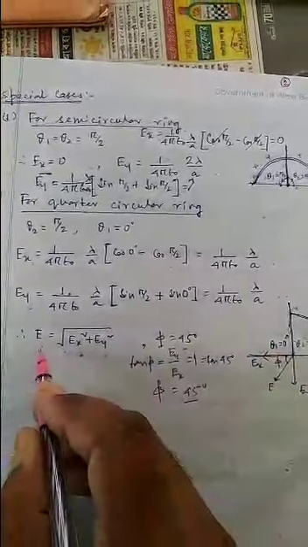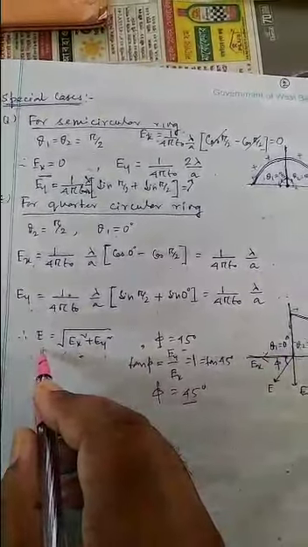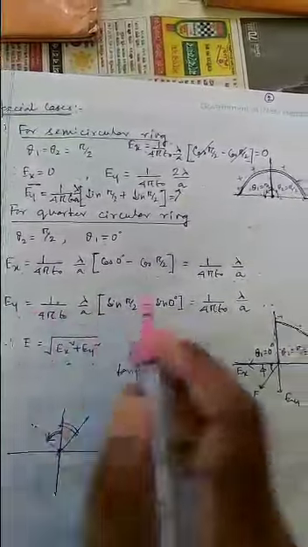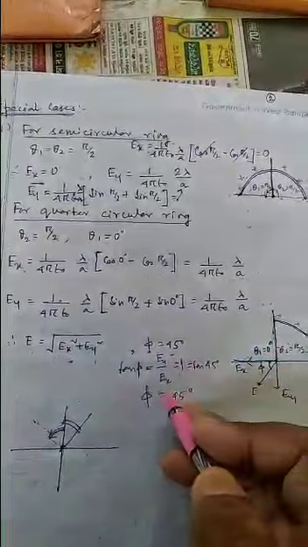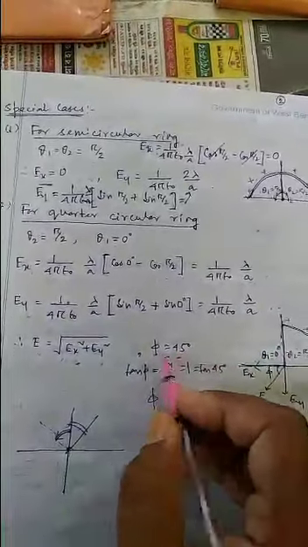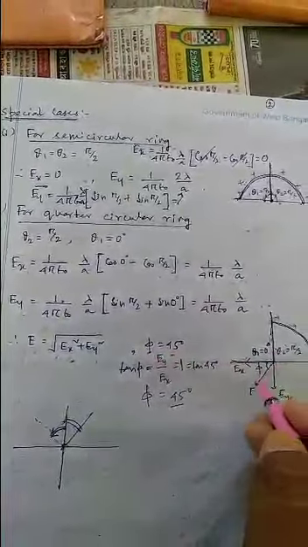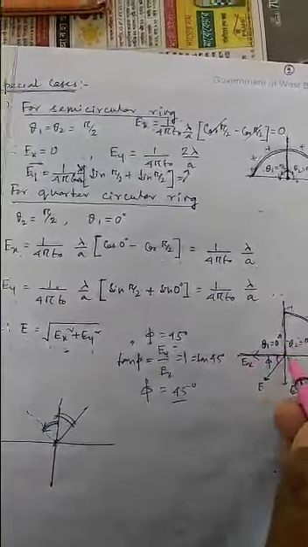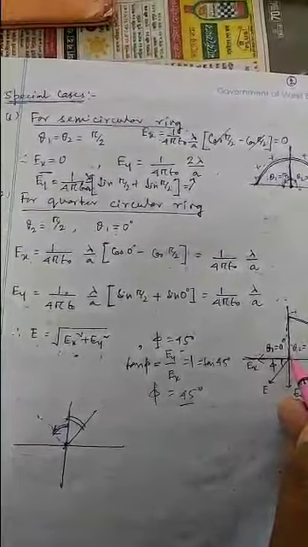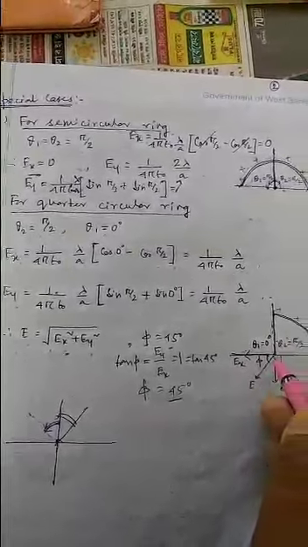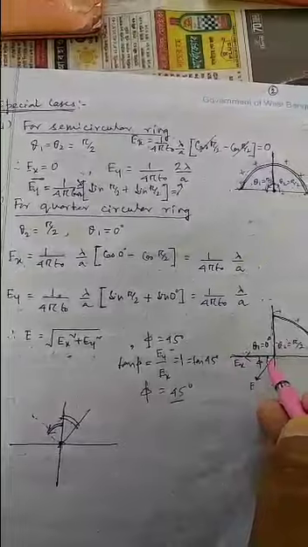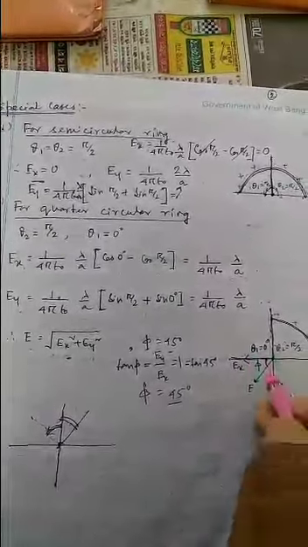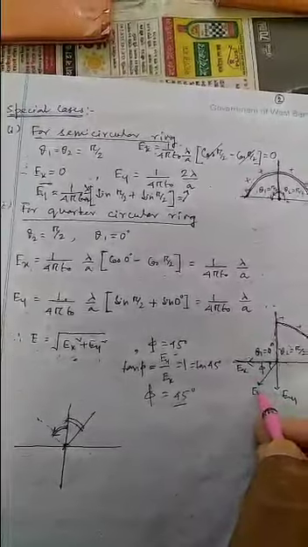Clear? So what is the resultant intensity? E is equal to the square root of Ex square plus Ey square, both having the same value. And what is the angle? Look at the direction. Here it is Ex, this is Ey, so the resultant should be along this. Definitely it makes an angle phi equal to 45 degrees because Ex and Ey have the same value. Clear?